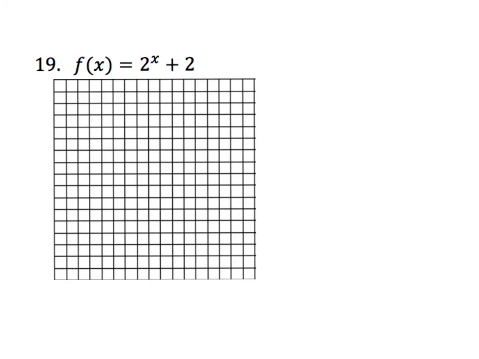Welcome to number 19. So we're going to do the exact same thing here. We're going to graph it. This is an exponential graph, and I know that because the x is upstairs in the exponent. We can also talk about this as a geometric series because I am multiplying every single time. So I know that the shape of this graph is going to be kind of a swoop type thing, like so.